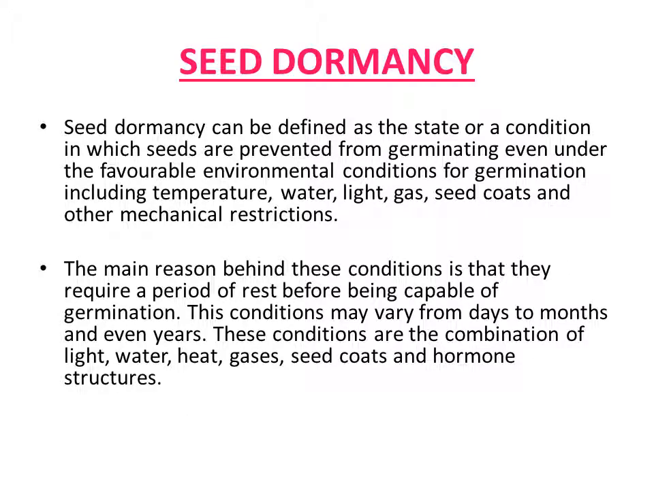Seed dormancy. It is defined as a state or condition in which seeds are prevented from germinating even under favorable environmental conditions for germination, including temperature, water, light, gas, seed coat and other mechanical restrictions. The main reason behind this condition is that they require a period of rest before becoming capable of germination. This period may vary from days to months or even years. The conditions are a combination of light, water, heat, gas, seed coat, and hormone structure.